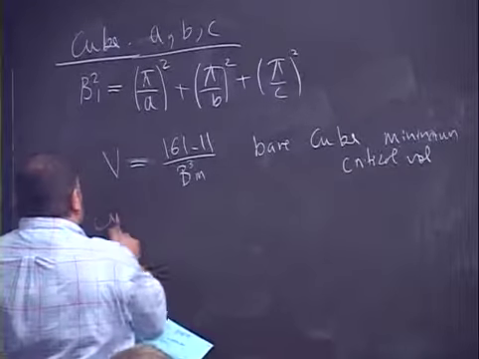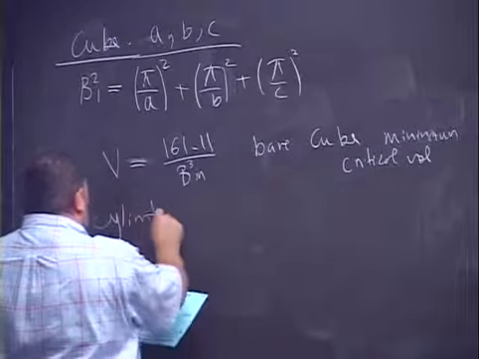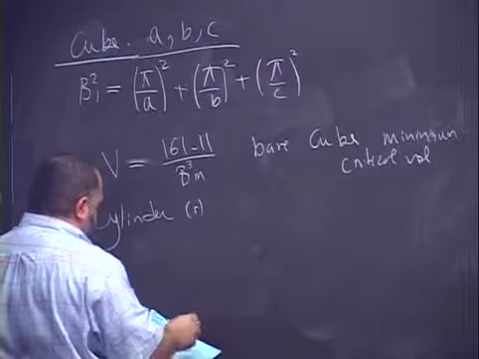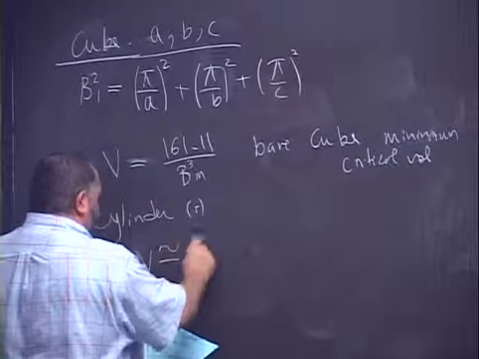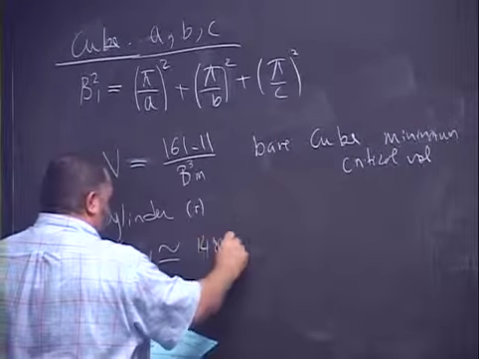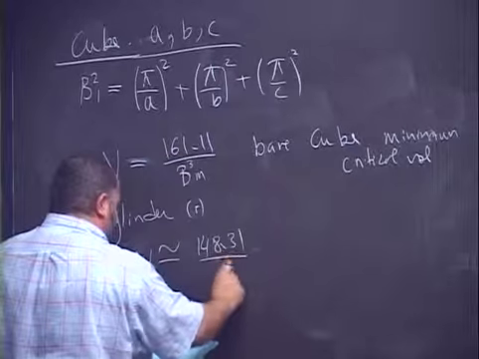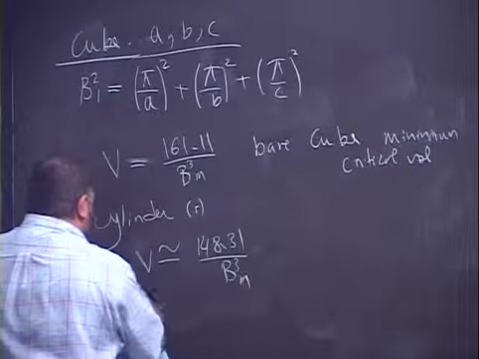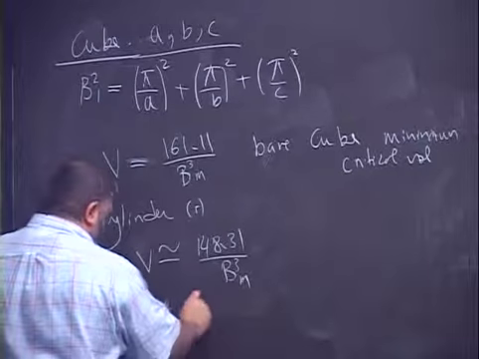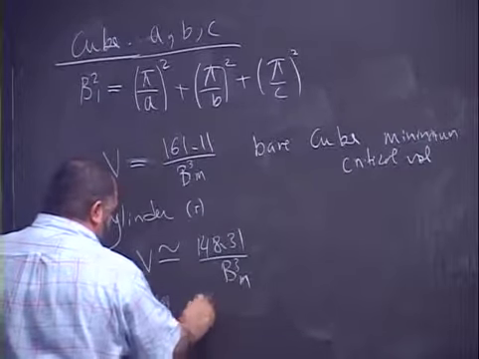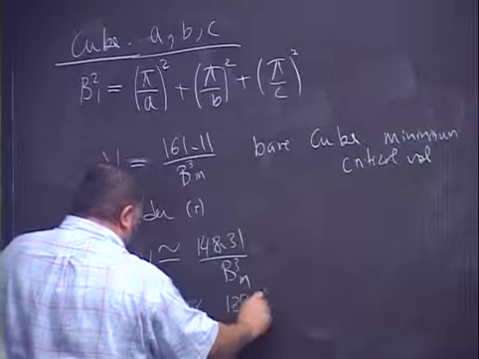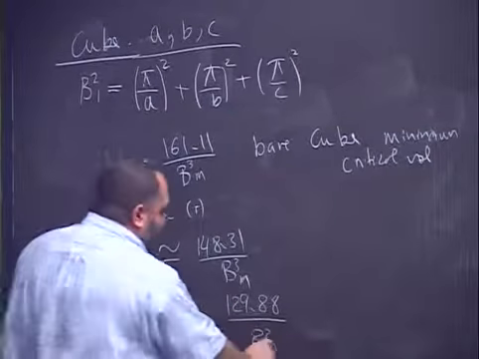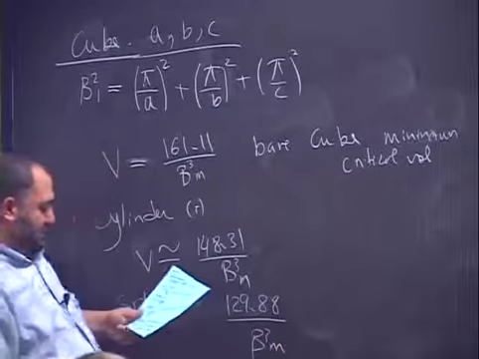For a cylinder, it will be V nearly equal to 1.4831 divided by B cube M. And for a sphere, will be equal to what? 129.88 divided by B cube M. Does the sphere make sense for you guys?